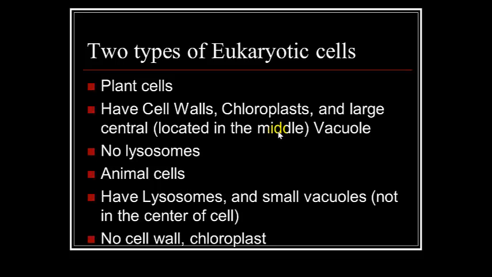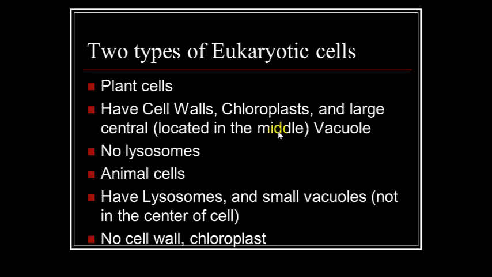Remember, this is just a brief introduction, so you can distinguish between plant and animal cells. The animal cells have lysosomes. They have small vacuoles not located in the center of the cell. Some animal cells don't even have vacuoles, but if they do, they have small vacuoles, and they are not located in the center of the cell. Some animal cells even have multiple vacuoles, but they are all small, and some don't have any at all. They have no cell wall and no chloroplast.